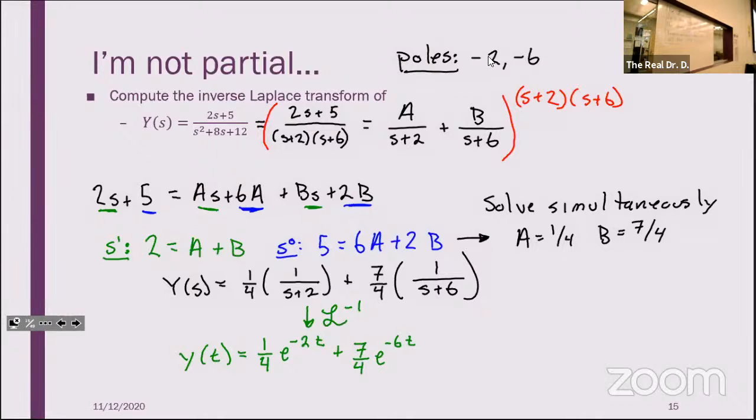Let me see something. I don't have another slide. I have to grab one. Oh, hold on.